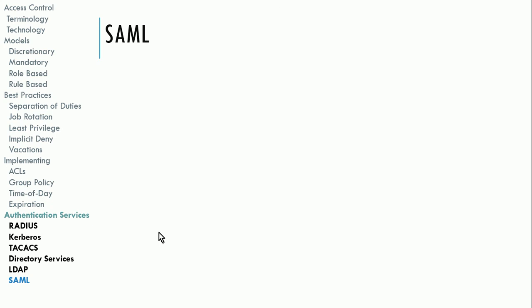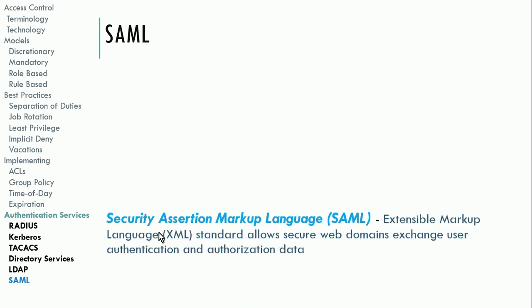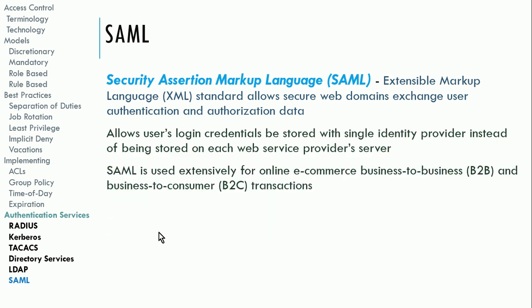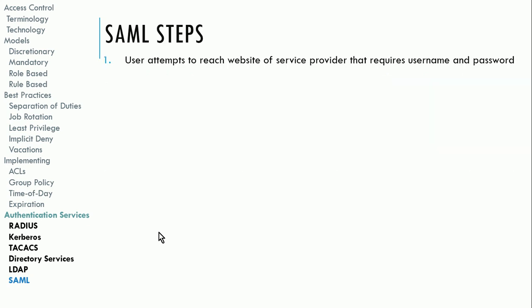Finally, SAML. So SAML is another technology that we can use for something like single sign-on. It's very similar to OpenID or Open Authorization or OAuth 2.0, but basically it allows you to authenticate across different organizational boundaries. The way it works is that a user might attempt to reach a website or service provider that requires a username and password.